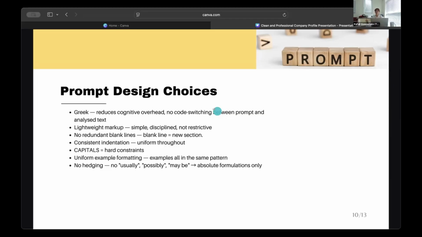capitals. Never do that. The word never is capitalized. Always do that. Use capitals. We use capitals very wisely and avoid regular use of capital letters. These are not aesthetic choices, as I said, and no hedging, of course. Not "these may be a location" or "usually compound entities look like this." No, "these." We need absolute formulations only in prompting.